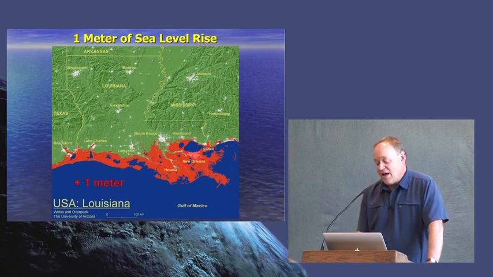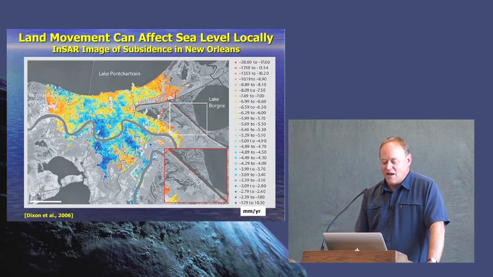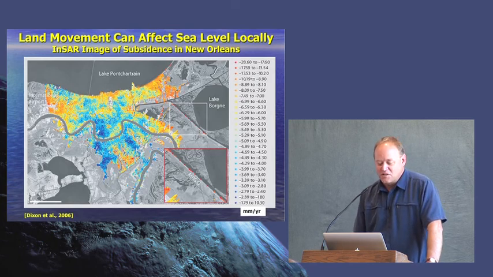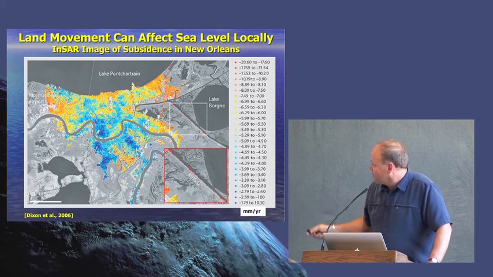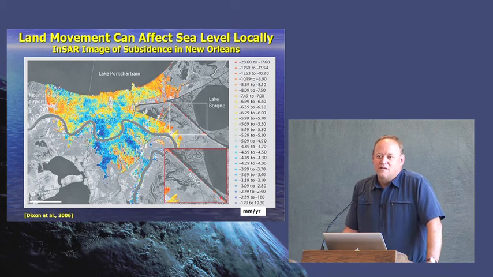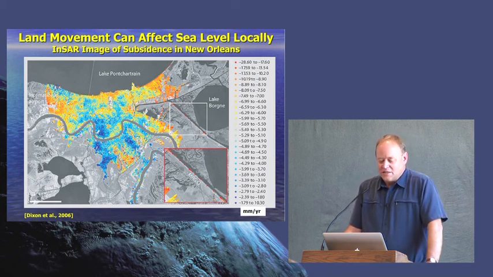And on top of that, in New Orleans, remember I mentioned at the start that land motions are important. These are satellite measurements of vertical land motion in the area of New Orleans, and these are units here of millimeters per year. So they're seeing land subsidence that's 3 times the rate of current sea level rise. And so in places like New Orleans, the land subsidence is going to be an important additional effect.